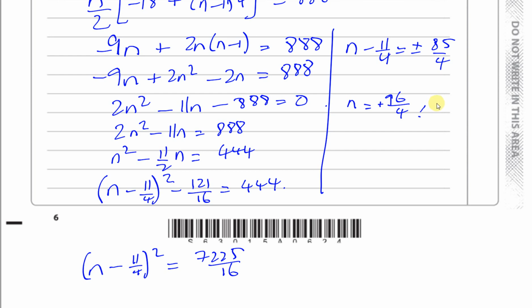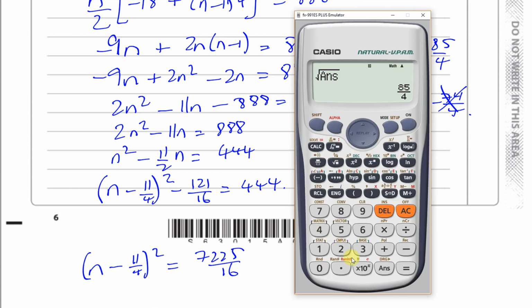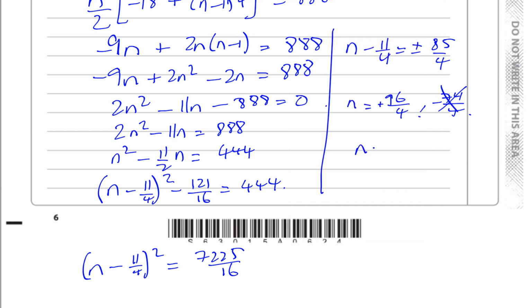85 minus 11 is going to be 74, so that's minus 74 over 4. Well, we can't have a negative term, so we know that it's going to be 96 over 4. 96 divided by 4 gives us 24. So n equals 24. So it's actually the 24th term. It did factorize. All right, so that's when it's equal.